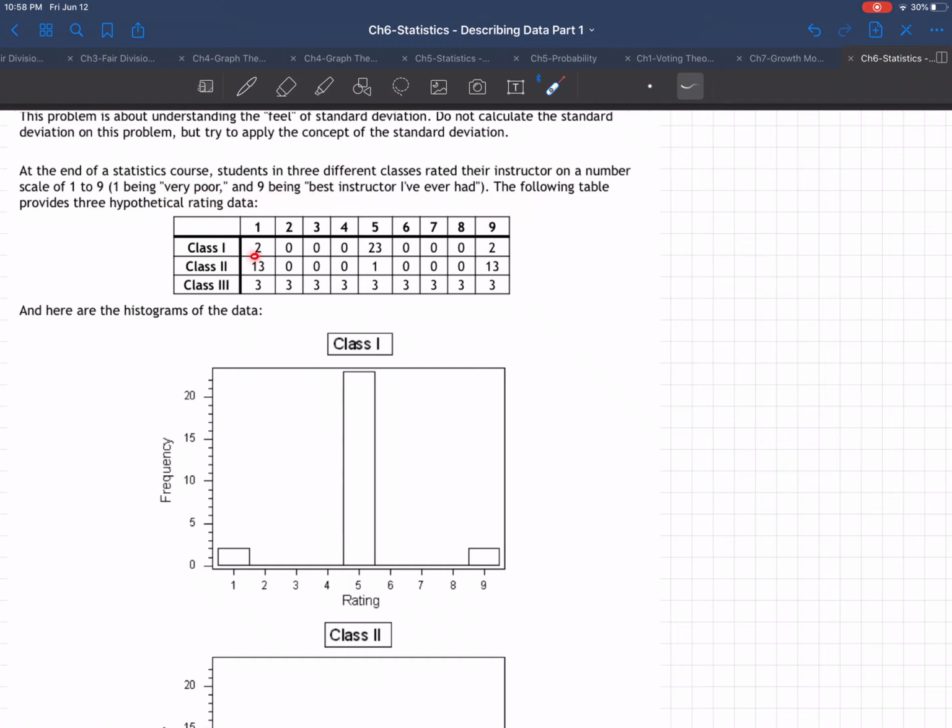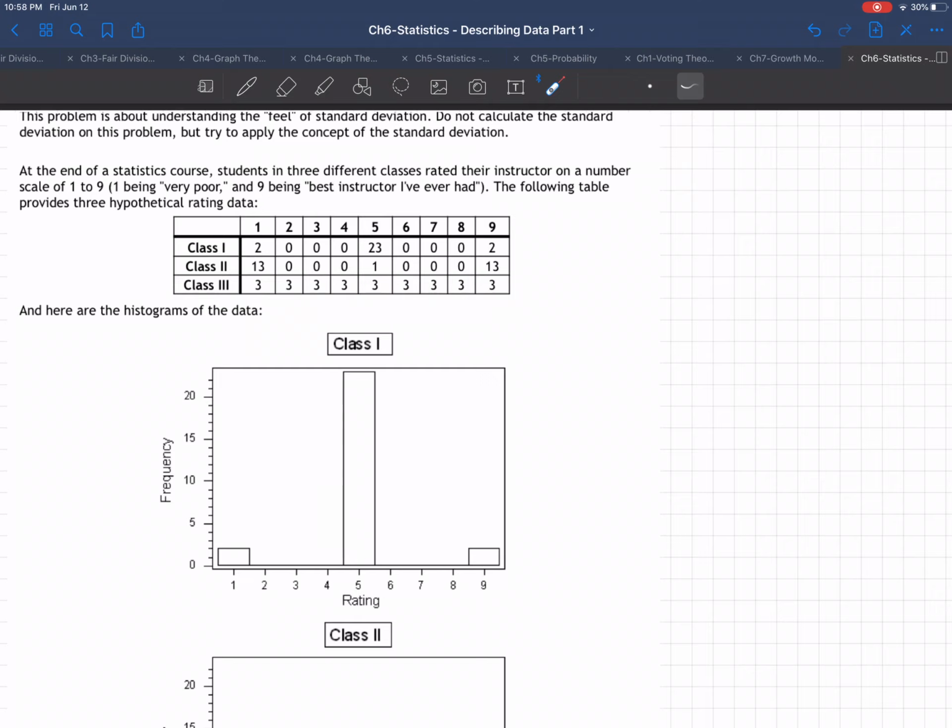So class 1: 2 people gave him a 1 rating. Nobody gave him these ratings. 23 people gave him a 5, average. Nobody, and then 2 people gave him the great rating, 9. Class 2 had a bunch of people that didn't like him. 13 people gave him a bottom rating, 13 people loved him, 1 person was in the middle. Class 3 really spread out evenly.